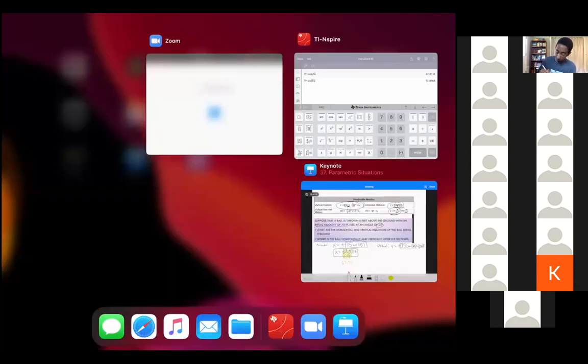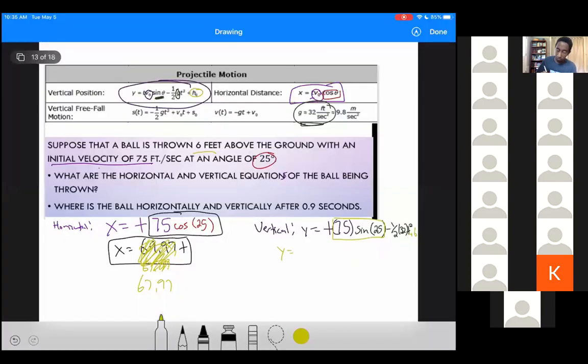$31.69. We write this y equals 31.69t. I'm going to write the variable at the end. Minus, I can go ahead and do this math because that's just 1/2 times 32. That's minus 16t squared plus 6. I like to write it in standard quadratic form, so I like to write negative 16t squared plus 31.69t plus 6, because that's what we're used to writing in standard form.